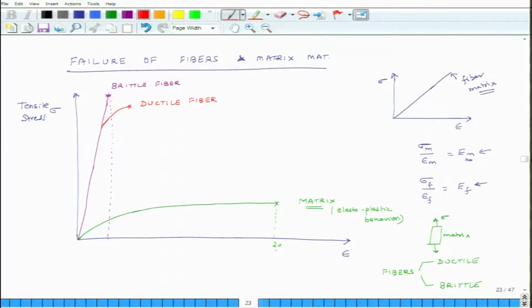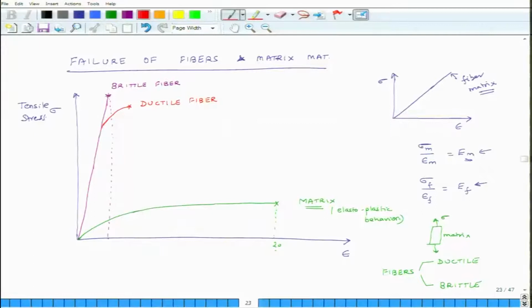But in case of ductile fiber also, the failure strain of fiber is much less than that of matrix. So, 2-3 important observations for brittle fibers, ductile fibers, matrix. Matrices fail at very small amounts of stress, the breaking strain of matrix is extremely small. You see that? It is extremely small.